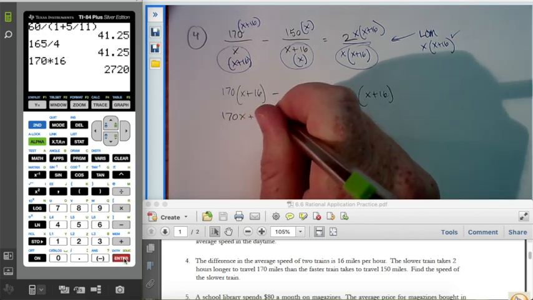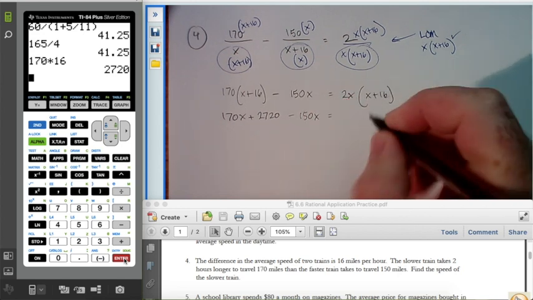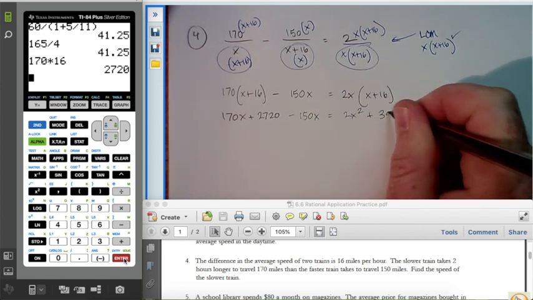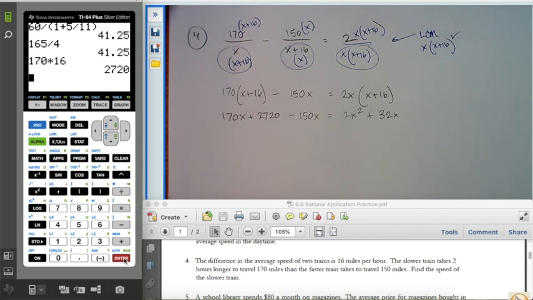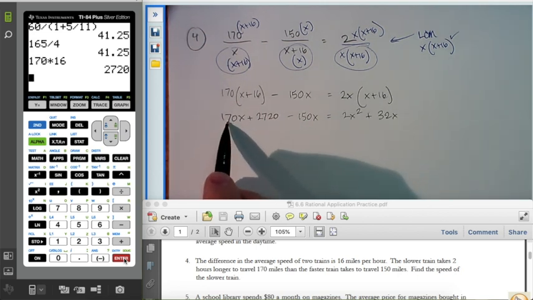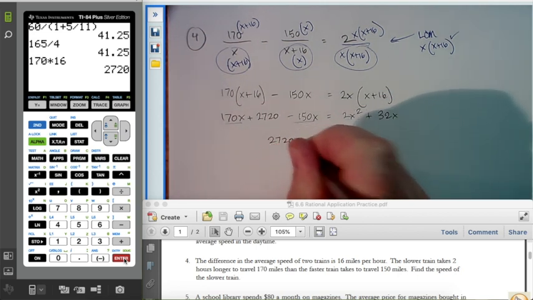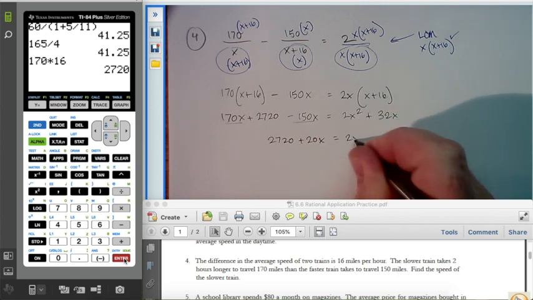All right, 2720 minus 150x. All right, so now everything's distributed. It's still a quadratic, so I'm going to need to get everything onto one side of the equation and try and factor it.